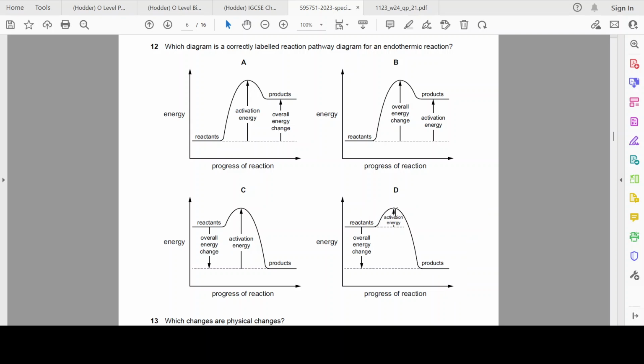And so this fall is all the energy that is being given off, thus being exothermic. So if it were an exothermic reaction, B is exactly what you'd have. But obviously for this question, A is the correct response.